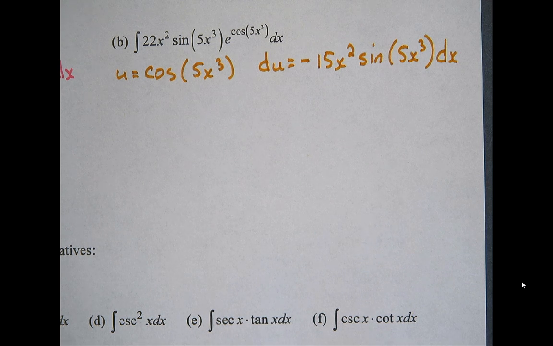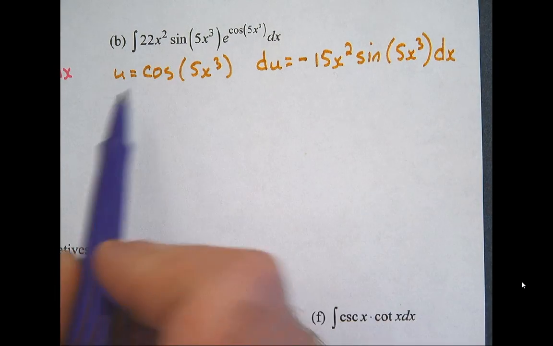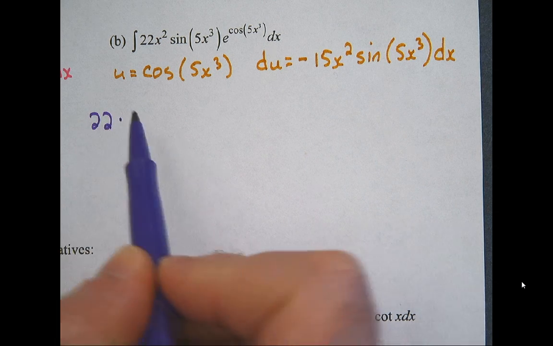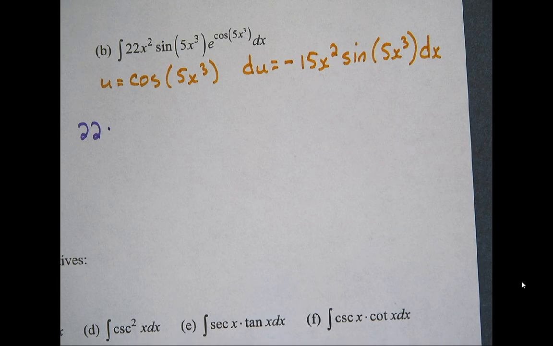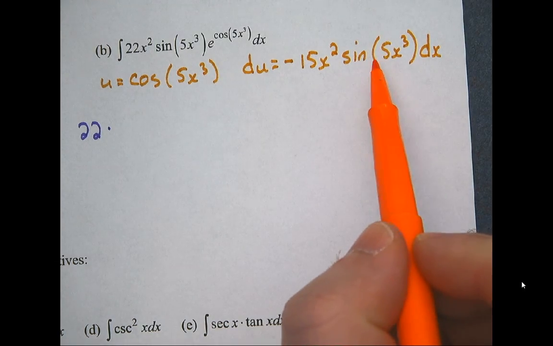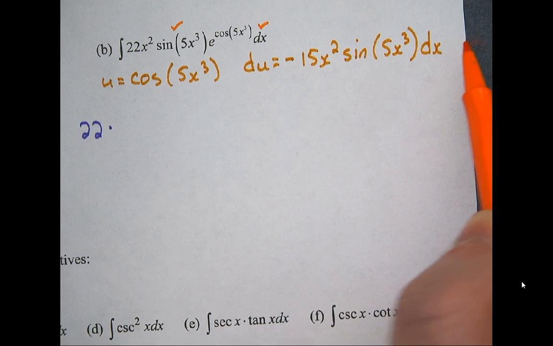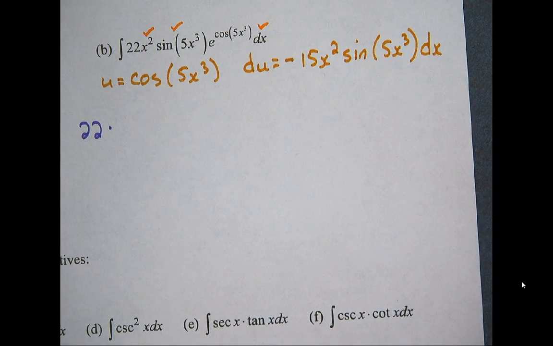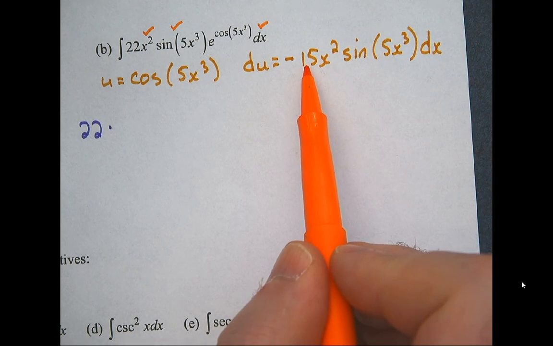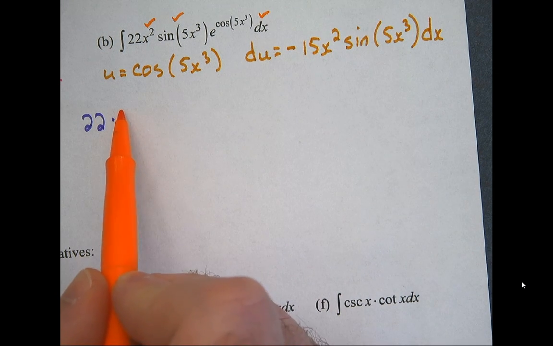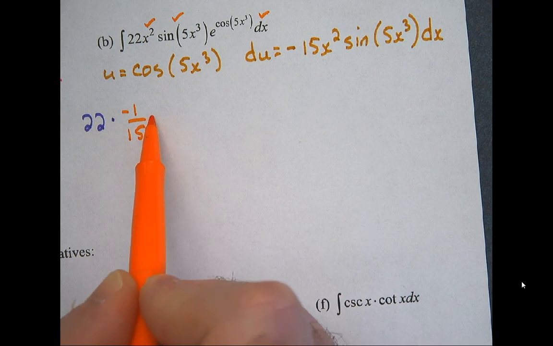So now I'm going to try to do this with pattern recognition. Is there anything that's a constant? Yes, my only constant is 22. There's my rider, as Corpy calls them. Do I have any corrections to make? Let's see. Sine of 5x cubed, check. Dx, check. X squared, check. But I need a negative 15, so I need a correction there of negative 1 over 15.